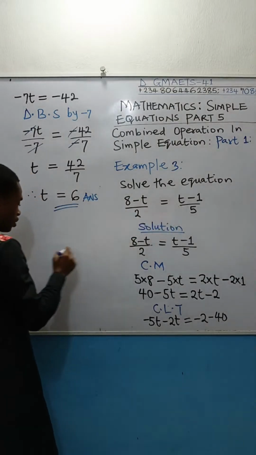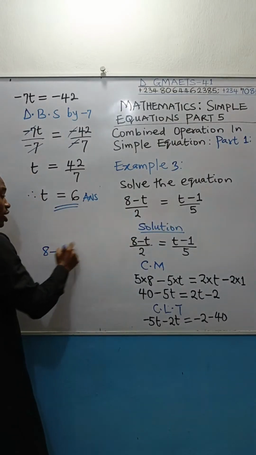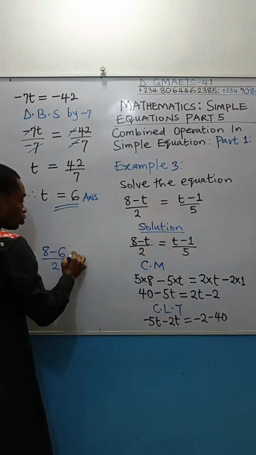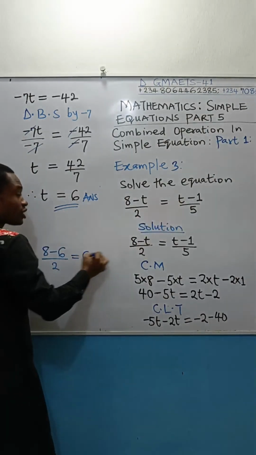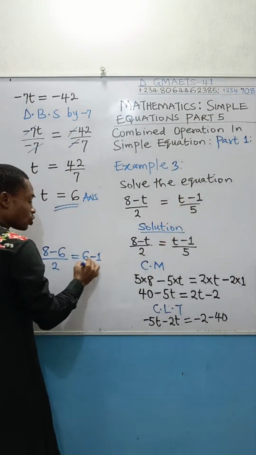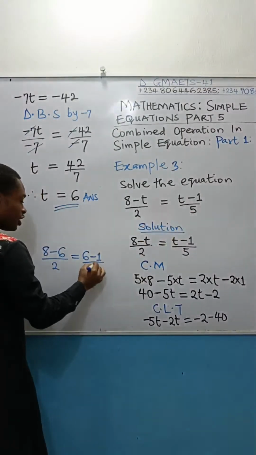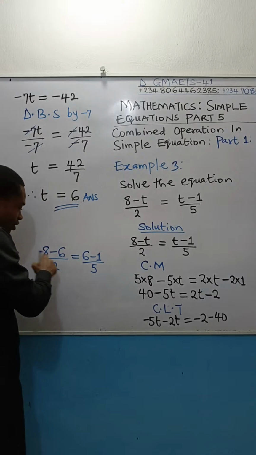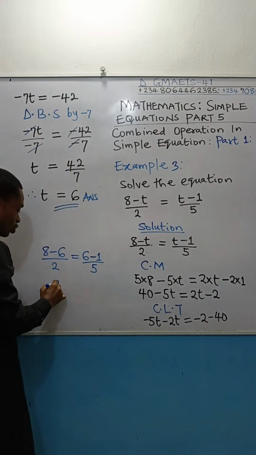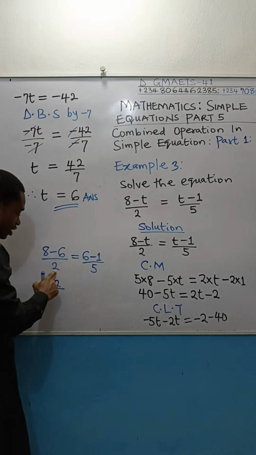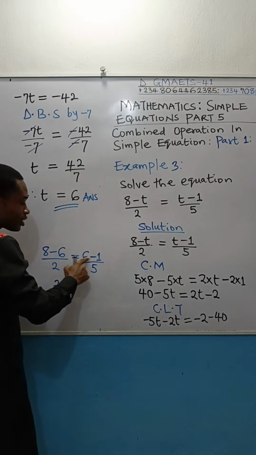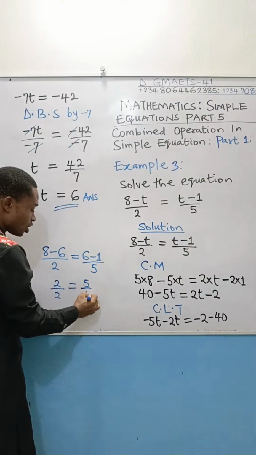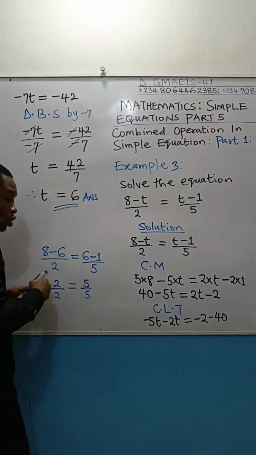This is the question given to us. 8 minus t. In place of t, I will fix 6, divided by 2, equal to t, which we got to be 6, minus 1. I will also divide it by 5 because you have over 5 there. 8 minus 6 is 2. So in place of this 8 minus 6 in the numerator on top, you write 2 over the denominator is 2. Equal to 6 minus 1 will give you 5 in the numerator over the denominator is 5. 2 divided by 2 will give you 1.